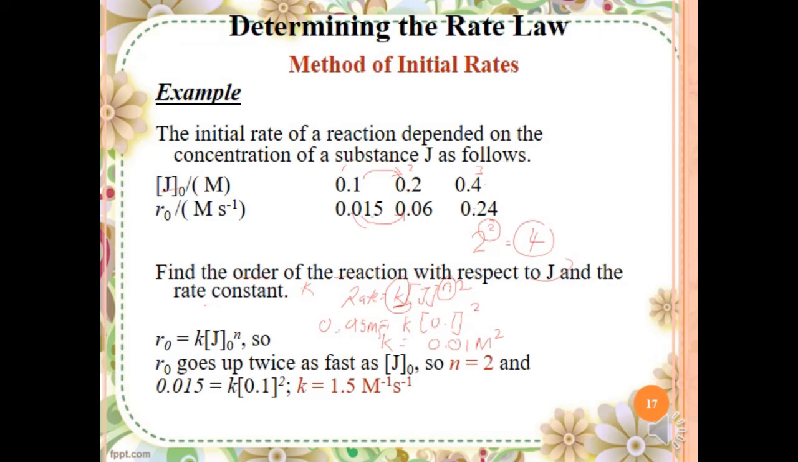So this one we bring over here to solve K. It means 0.015 molar per second divided by 0.01 molar squared. We cancel molar, leaving behind per molar per second. So the final answer is per molar per second, and K is 1.5. So 1.5 per molar per second. That is the method of initial rates.